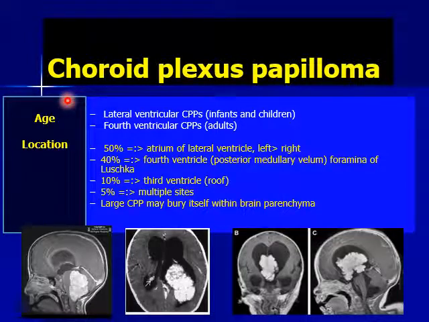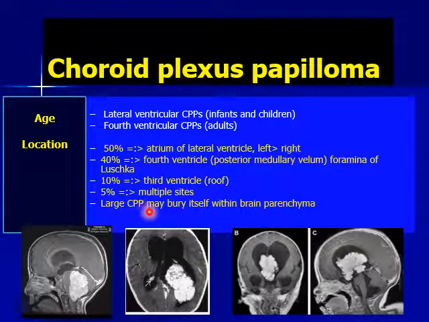Choroid plexus papilloma. We have certain tumors that arise from the choroid plexus, ranging from papilloma, passing to carcinoma. Usually, it occurs in the lateral ventricles in infants and children, while in the fourth ventricle in adults. So it has a bimodal distribution, children and adults. 50% occur in the atrium of the lateral ventricle. 40% occur in the fourth ventricle. 10% may occur in the third ventricle.